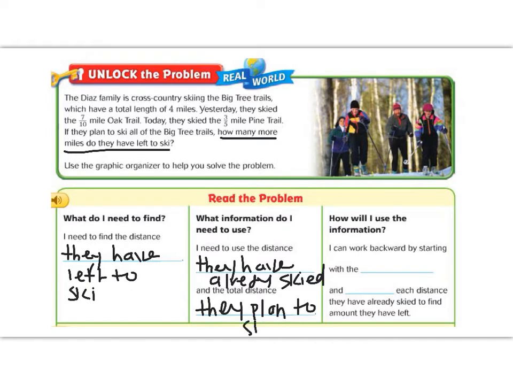to ski. And we are going to work backwards by using the total and we're going to subtract what they have already skied to find out what's left over. So we are going to subtract. So that's where we're going to get that work backwards piece, as we're going to start with the total and then we're going to subtract what we already know to find out what's missing, what they have left. Make sure you have everything that's written on this page because the next slide has the bottom half of the page.